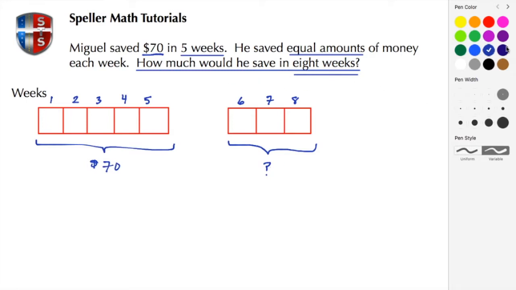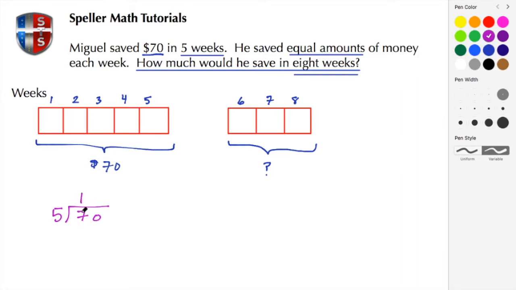All right, we're going to begin this problem by doing a division problem, because we see here that he saved equal amounts of money each week. Well, we know that we have a 5-week period and $70 is what he saved. So we're going to make 5 our divisor, and we're going to make 70 our dividend.